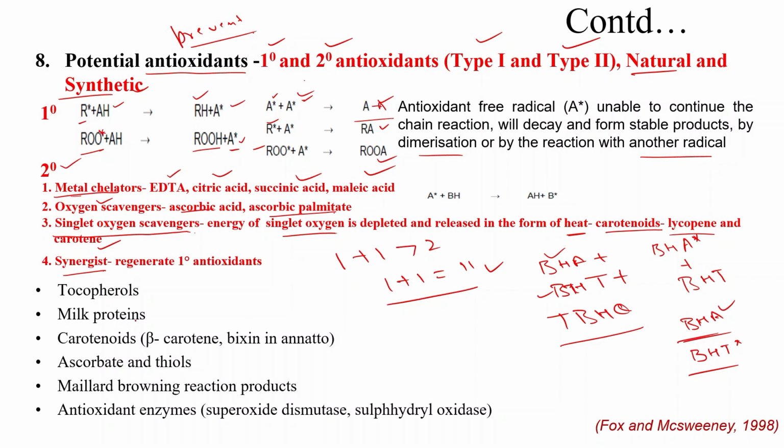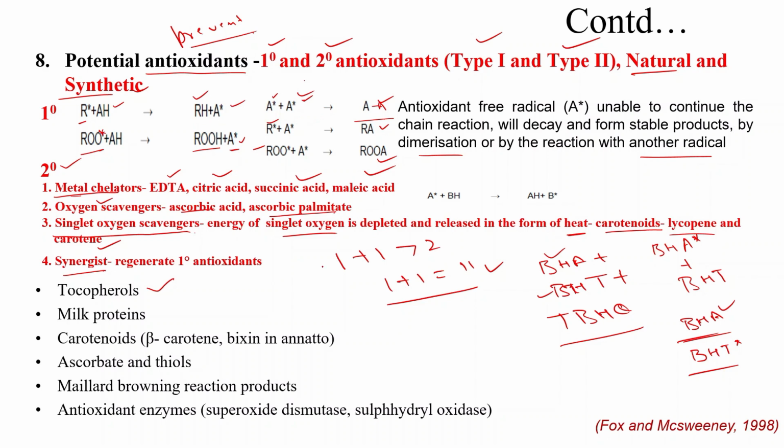Okay, so now if you see some of the natural antioxidants, tocopherol is a natural antioxidant. Here we have natural and synthetic. Natural antioxidants are those which occur in nature, and synthetic are those which are made chemically in the lab. Examples of natural antioxidants are your vitamins like A, D, E, K. They occur naturally in nature also. A, D, E, K, all these are natural antioxidants.